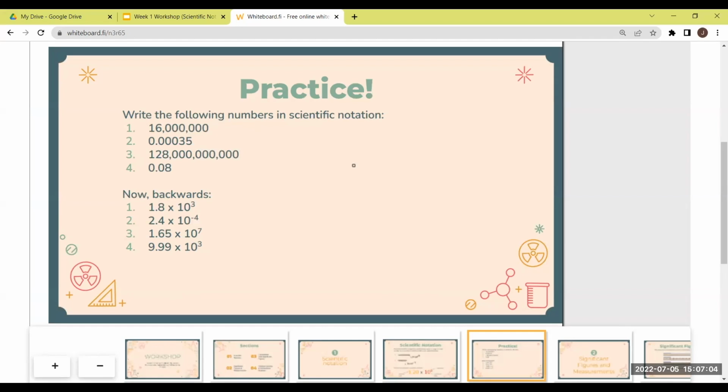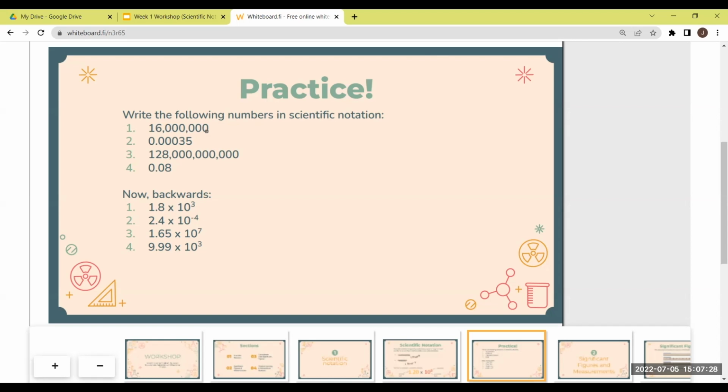All right, so we'll practice. You can pause the video and try these out on your own. It's going to be writing the following numbers in scientific notation. And then afterwards, you can convert these scientific notation numbers into standard form.